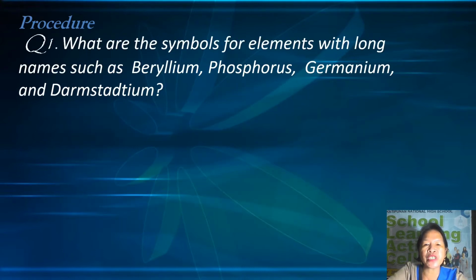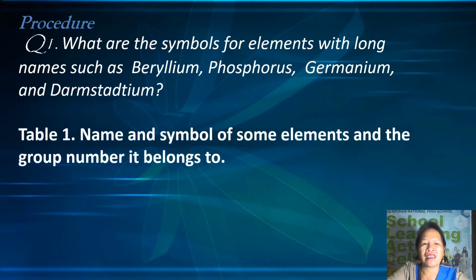Okay, for question number 1, what are the symbols for elements with long names such as beryllium, phosphorus, germanium, and darmstadtium? Okay, answer it. Then we will check.